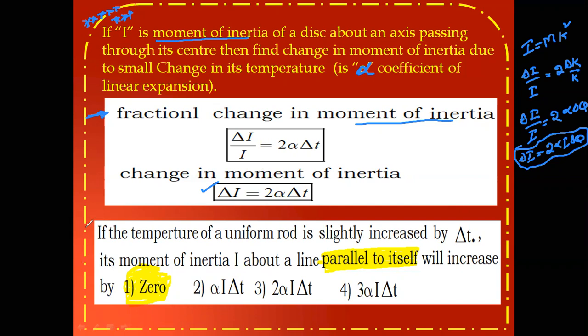Now if you see the question here, if the temperature of a uniform rod is slightly increased by delta theta, its moment of inertia I about a line parallel to itself.